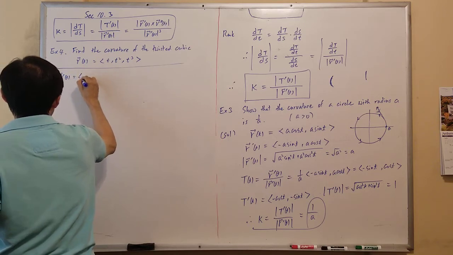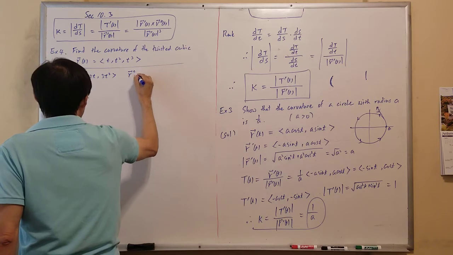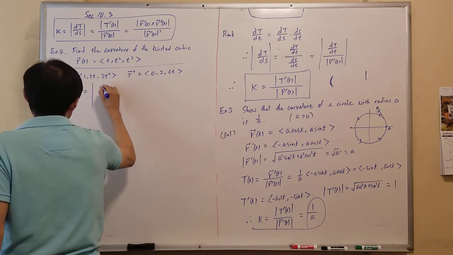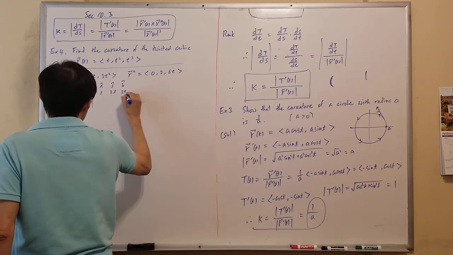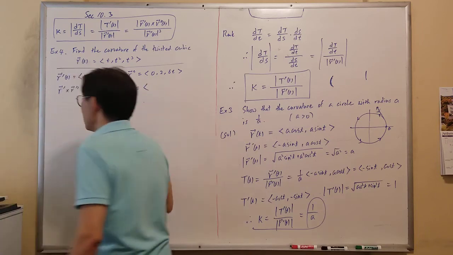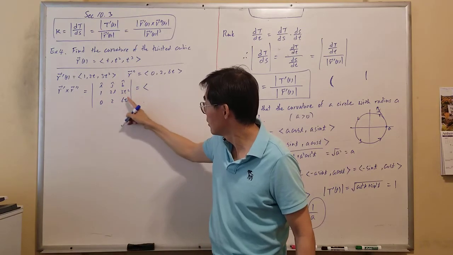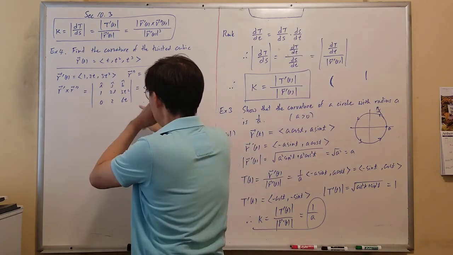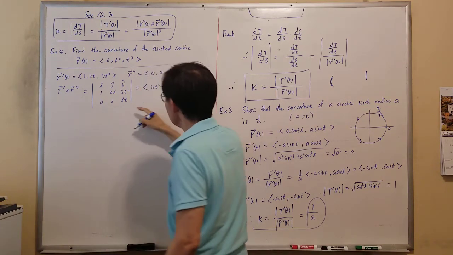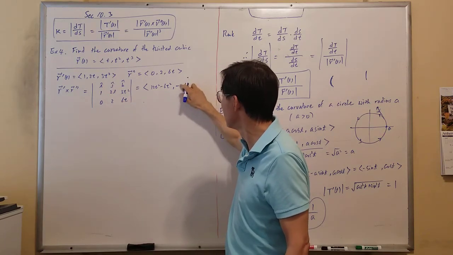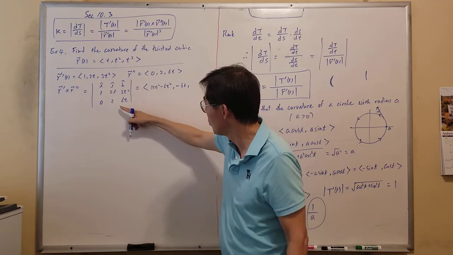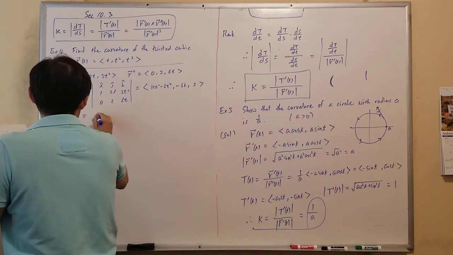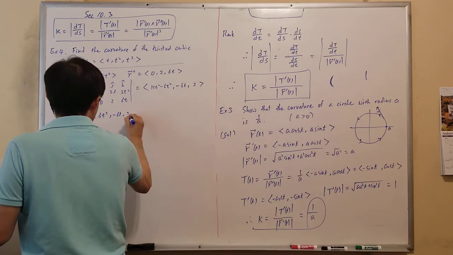So r prime is 1, 2t, 3t squared. R double prime is 0, 2, 6t. So we have to take the cross product of these two. So i, j, k, 1, 2t, 3t squared, 0, 2, 6t. So the x component is deleting this row and column and taking the determinant of this: 12t squared minus 6t squared. Then minus the determinant of this, 6t. And then delete this and this, 2. So what is it? This will be just 6t squared, minus 6t, and 2.